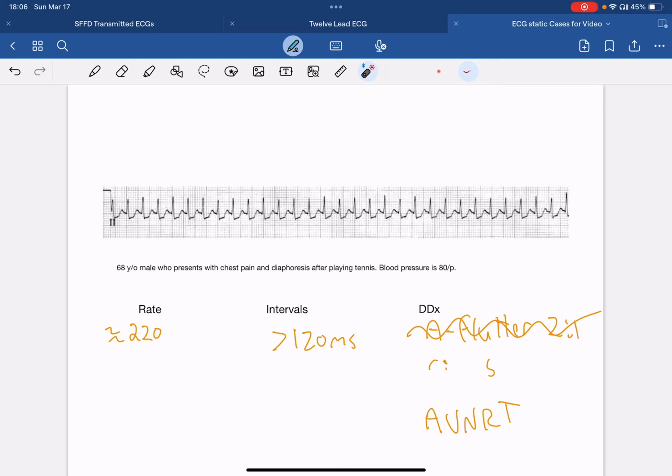So, because this person is unstable and we are going to manage this dysrhythmia with electricity, ACLS generally recommends 50 joules starting with synchronized cardioversion. Obviously, you're going to add sedation. It's an uncomfortable procedure.